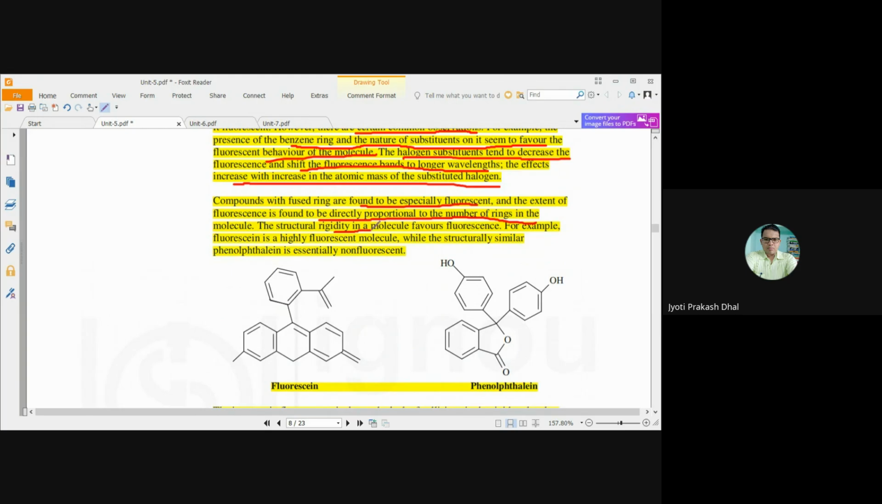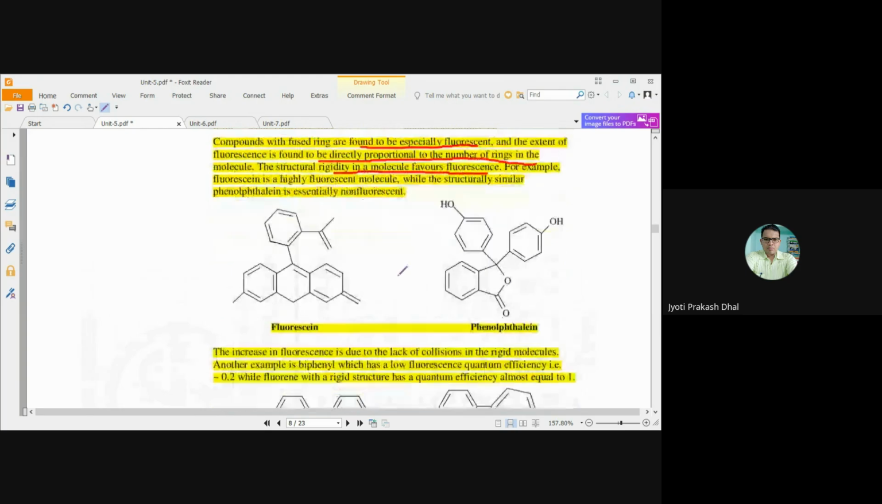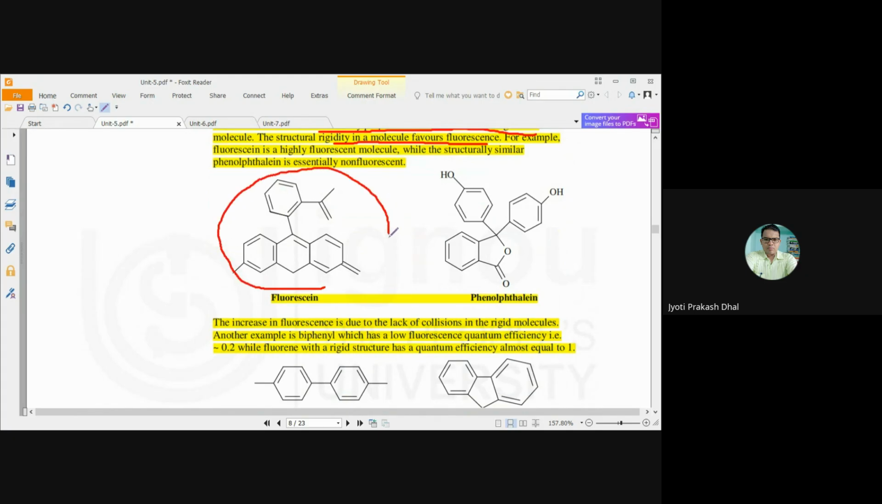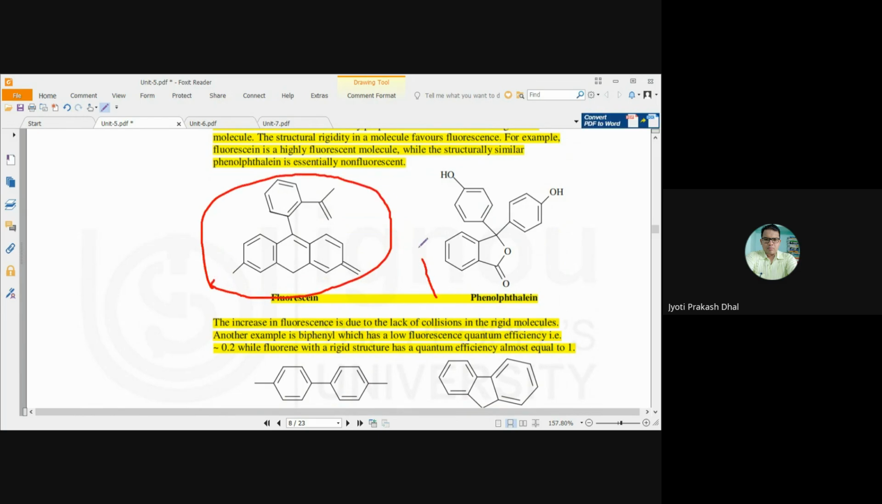Then the structural rigidity of a molecule favors fluorescence. That means in fused rings, the structure is so rigid inside the molecule, and that will favor observance of fluorescence. For example, fluorescein is a highly fluorescent molecule, while the structurally similar phenolphthalein is essentially non-fluorescent. So here two molecules are there. One is fluorescein and another one is phenolphthalein. So the fluorescein is fluorescent, but the phenolphthalein is non-fluorescent.